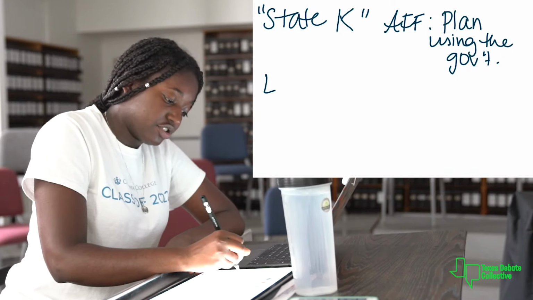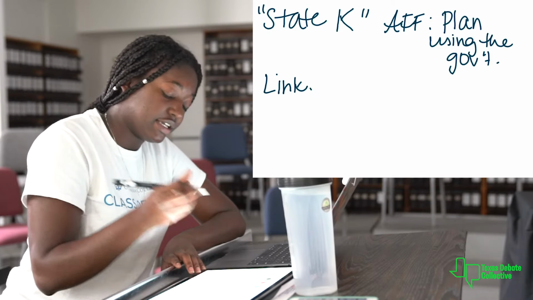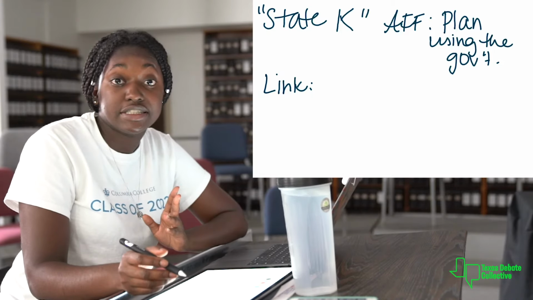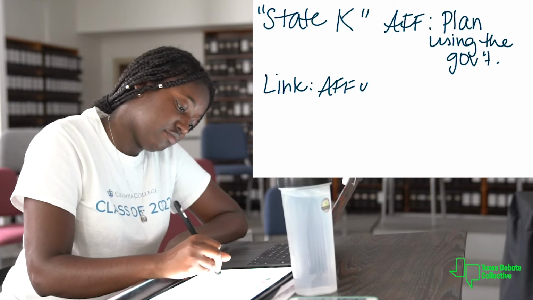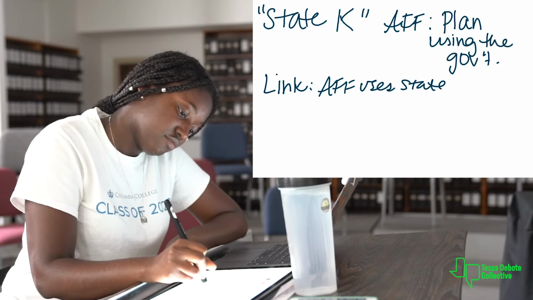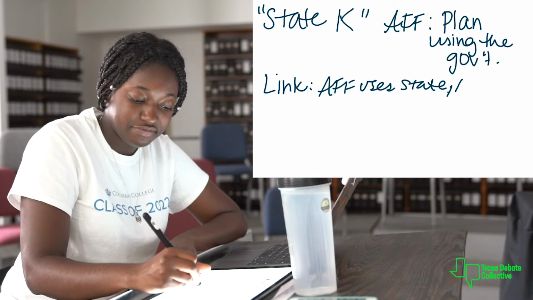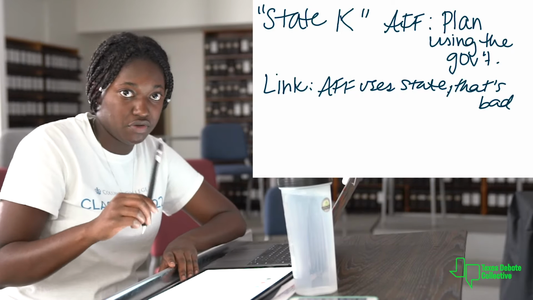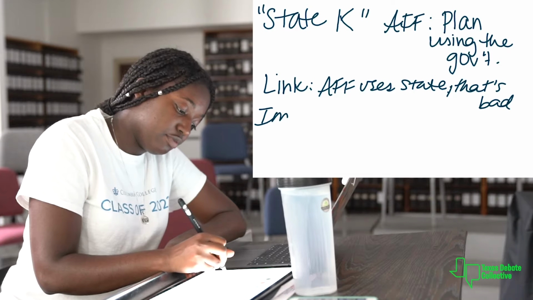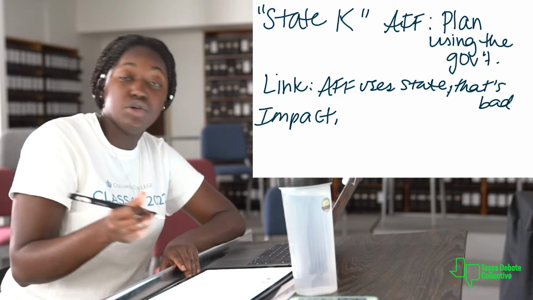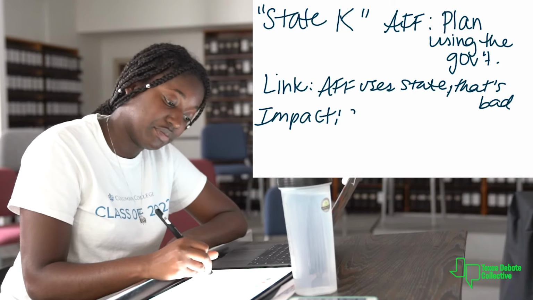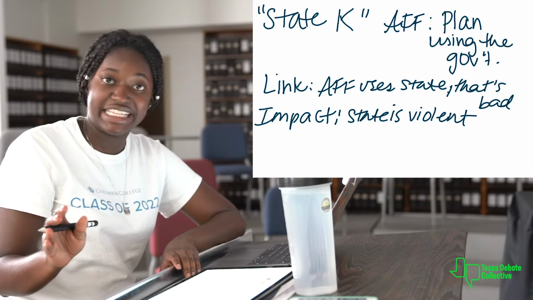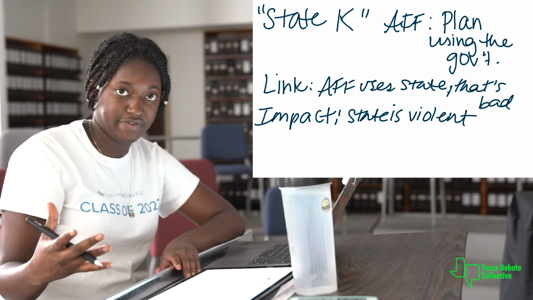The link to this critique is, again, what the AFF is doing that is bad. So the link itself is the AFF's use of the state, and that's bad. Your link evidence should usually contextualize both of those things at once. The next thing would then be using the state causes violence because the state is violent. And that is your impact. State is violent. So any instance of using it would also be violent.